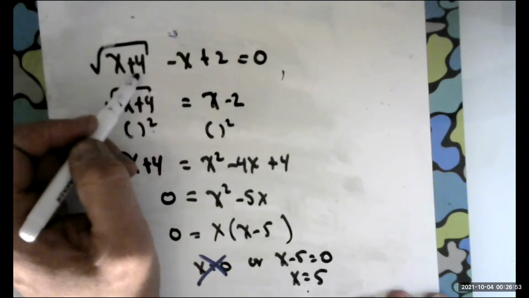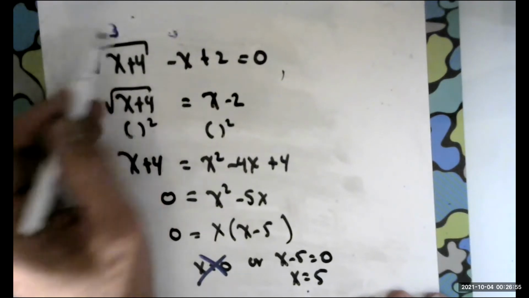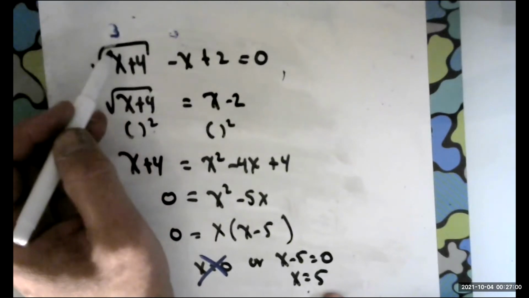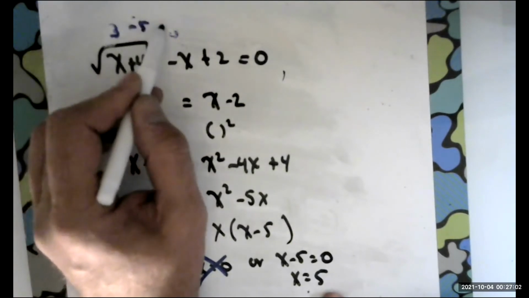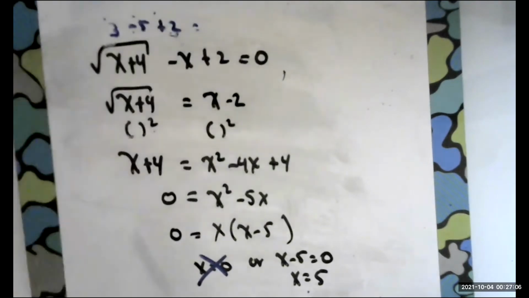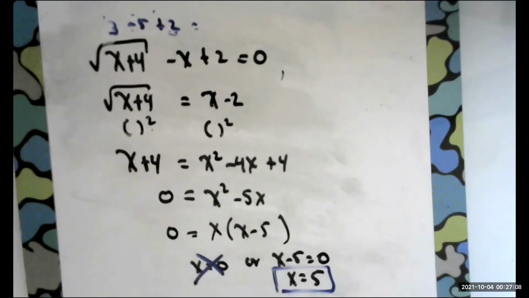5 plus 4 will be 9. Radical 9 is 3. Okay, we are testing x equals 5. So 3 minus 5 plus 2, yes, indeed 0. 3 plus 2 is 5, minus 5 is 0. So x equals 5 will work.